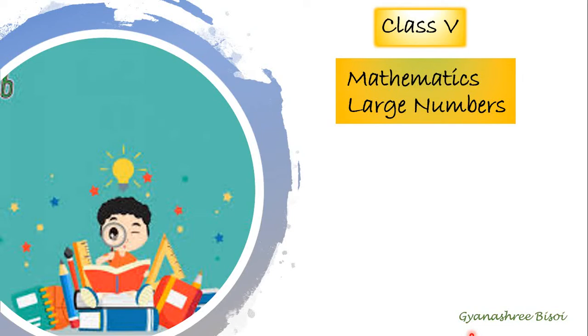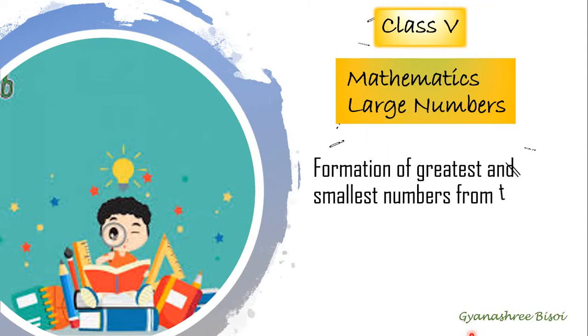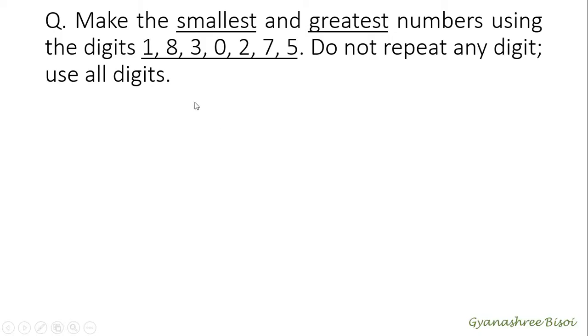Today, we have a very interesting topic, that is formation of greatest and smallest numbers from the given digits. Let's understand this. Make the smallest and greatest numbers using the digits 1, 8, 3, 0, 2, 7, 5. Don't repeat any digit, use all digits.